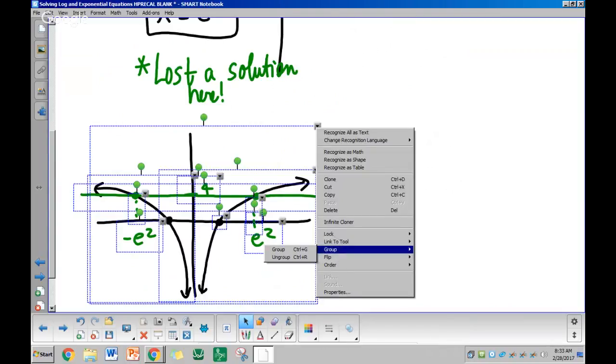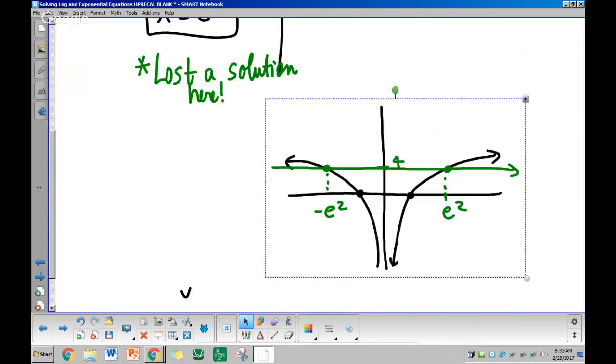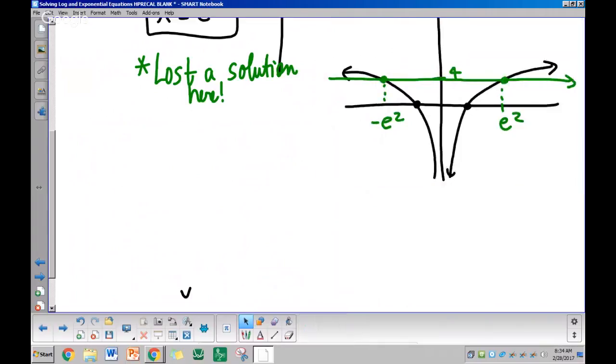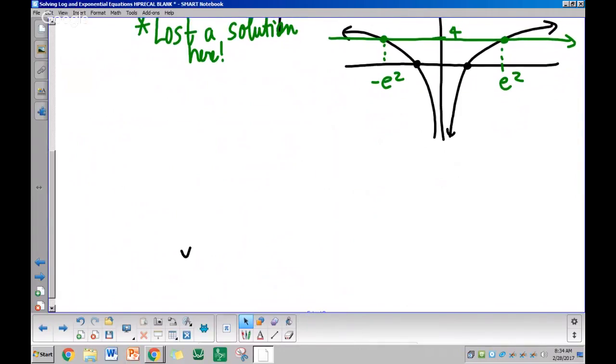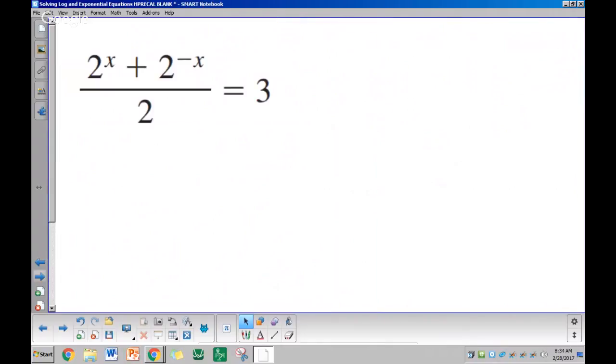Let's do a little bit better with that. Okay? Ooh, I lost my arrow. Can't leave a long arrow there. Fun, see?